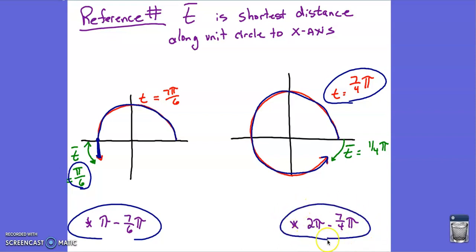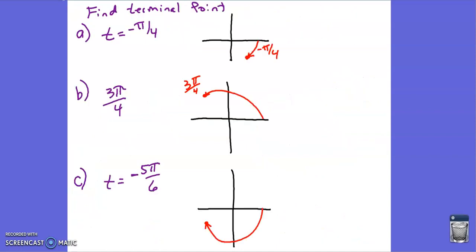Again, I can simply get that by 2 pi minus 7/4 pi. Take the shortest distance, what remains left to go all the way around the circle to the x-axis. Not the y-axis, but the x-axis. And that's going to come in handy when we find the terminal point.